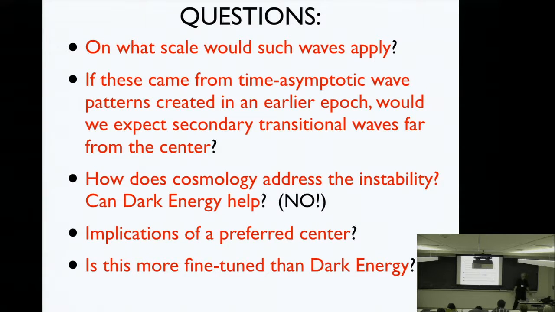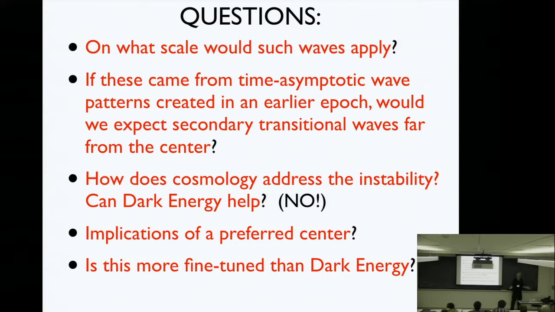So on what scale would such waves apply? You wouldn't expect the waves from radiation to go all the way out to infinity. You'd expect them to apply on some scale, but there should be secondary waves. Time asymptotic waves don't have just one wave in them. If they came from time asymptotic wave patterns created in an earlier epoch, would we expect secondary transitional waves far from the center? How does cosmology address the instability?